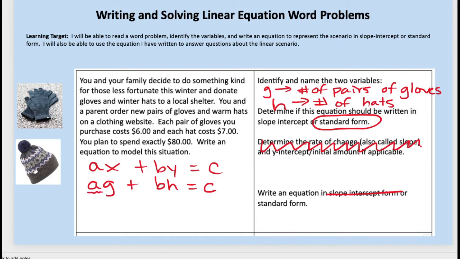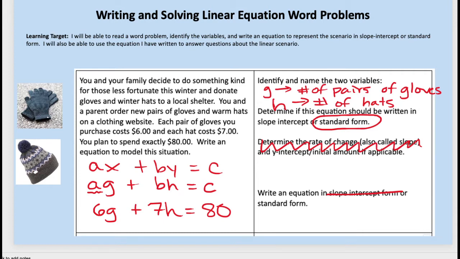The number that we're going to multiply by g, because g represents the number of pairs of gloves, is the price per pair, which is $6. The coefficient that goes with the h is the price of each winter hat. On the website we're ordering from, they are $7 per hat, so I'm going to put 7 as the coefficient with h. C is going to be the total amount I plan to spend, in this case $80. So there's our equation: 6G plus 7H equals 80.